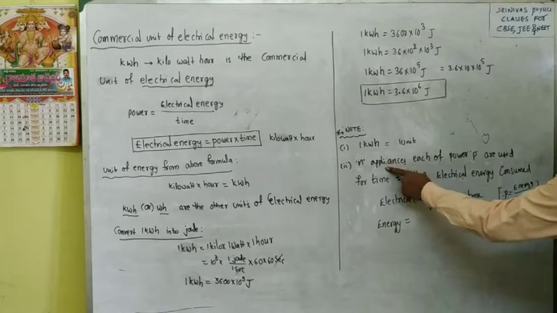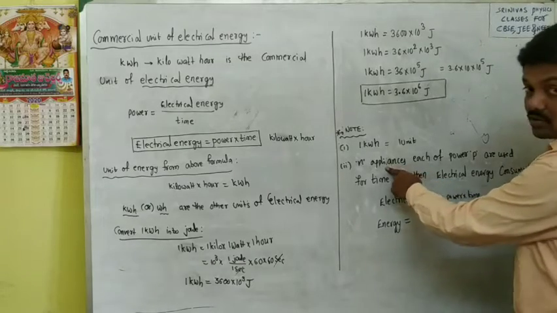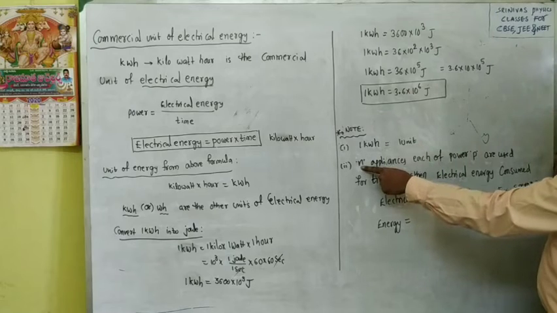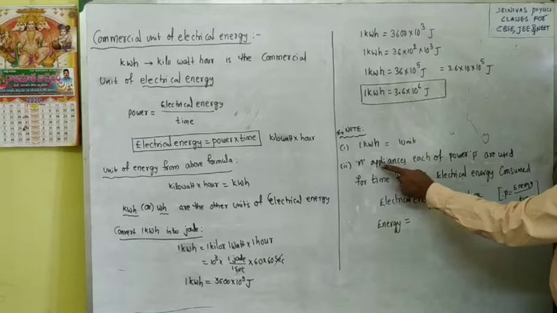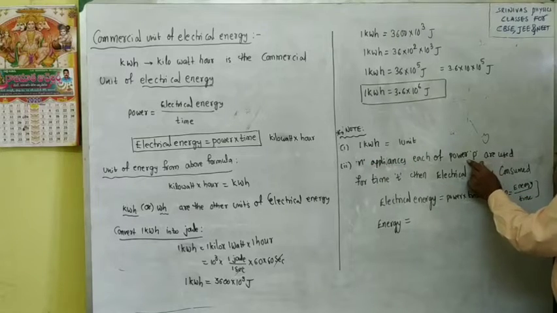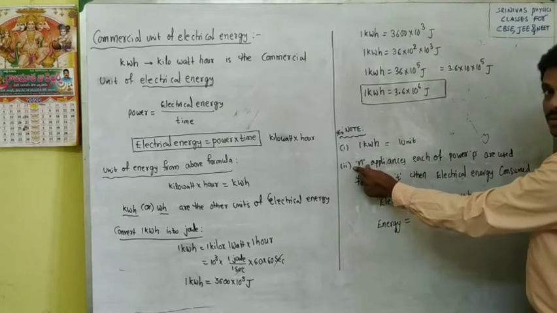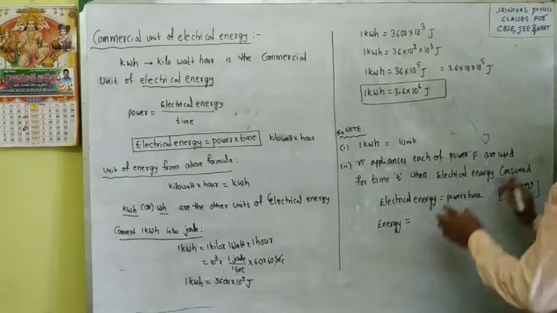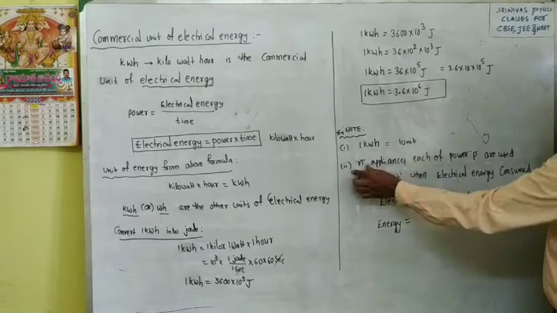for one appliance. One appliance means, for example, one bulb is one appliance. We have 10 bulbs, so n is the number of bulbs. One bulb's power is 60 watts. Like that we have 10 bulbs, so n is the number of appliances, each of power p. One bulb's power is p, so n bulbs' power is np.